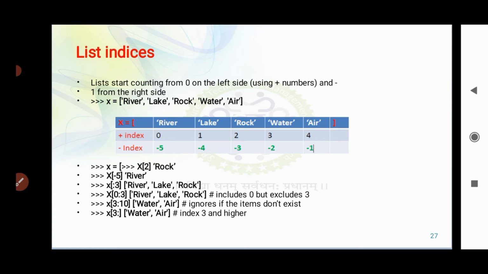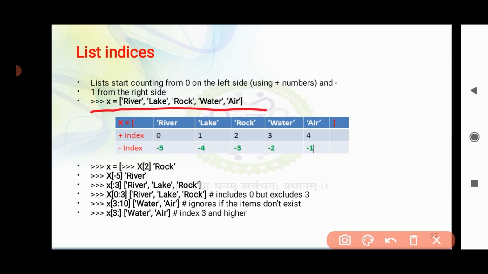Now what is the meaning of list indices? This slide basically defines how exactly the data items in the list will be assigned a position or location value, which is called an index. Now if you see here, this is the list we have: x is equal to river, lake, rock, water and air. So x is basically a list of strings, all the values being strings.